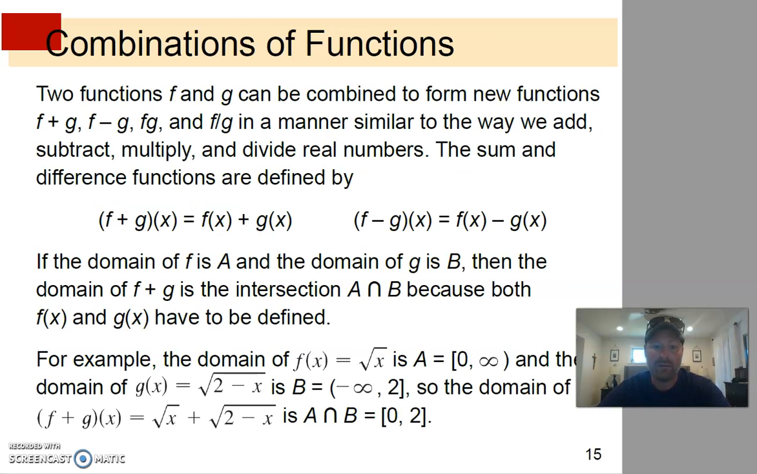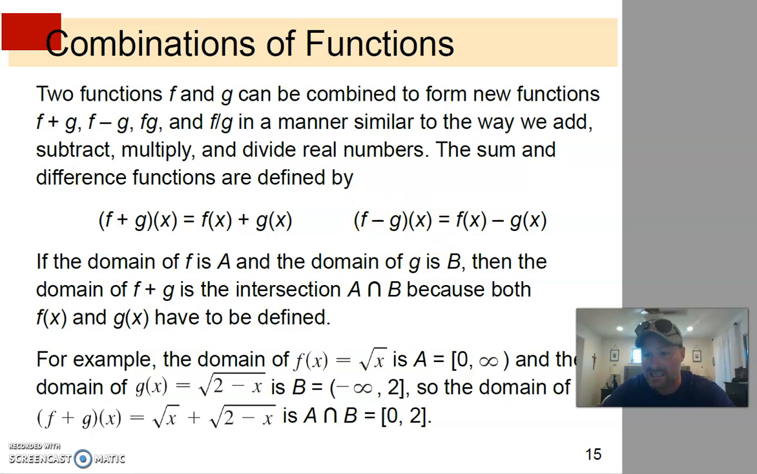Now we have combinations of functions. So I like to call it the composition of functions, but we're adding a function f and a function g. F plus g of x is the same as f of x plus g of x. F minus g of x is the same as f of x minus g of x.